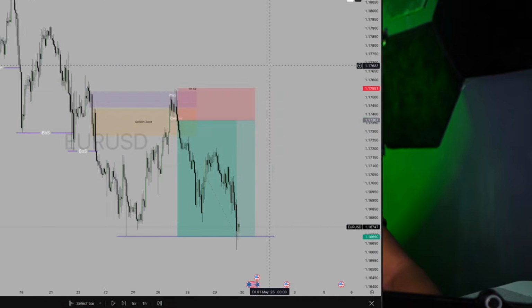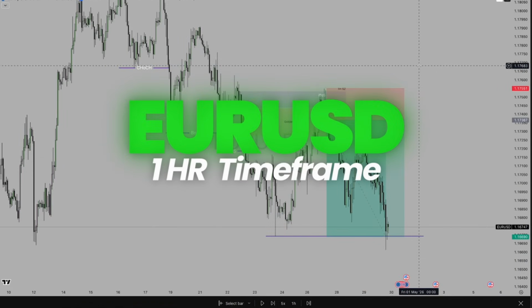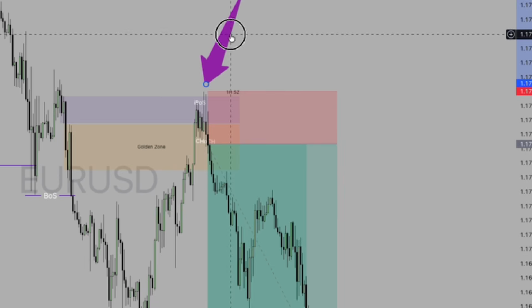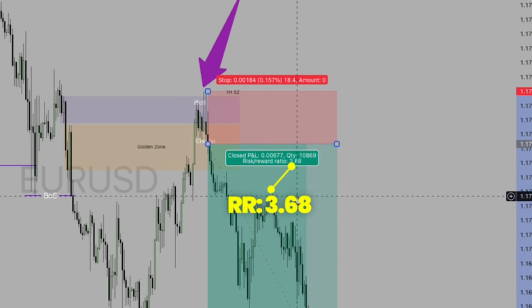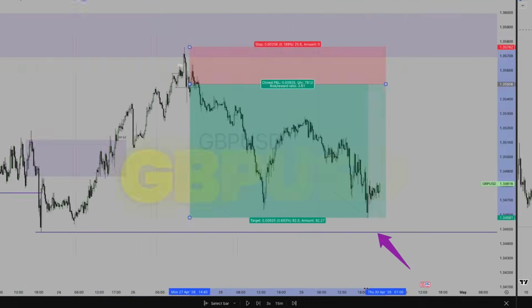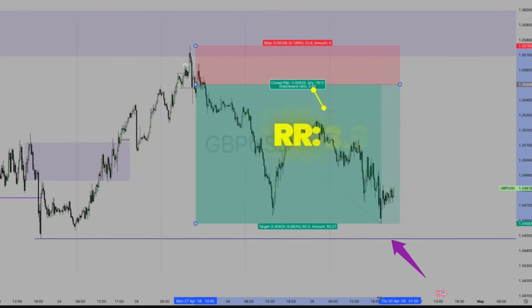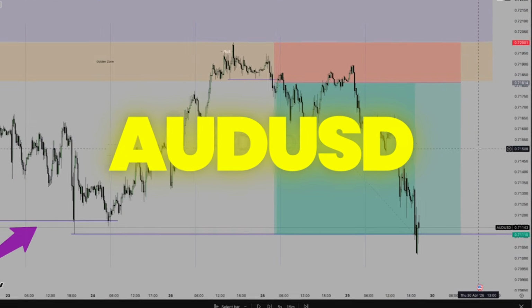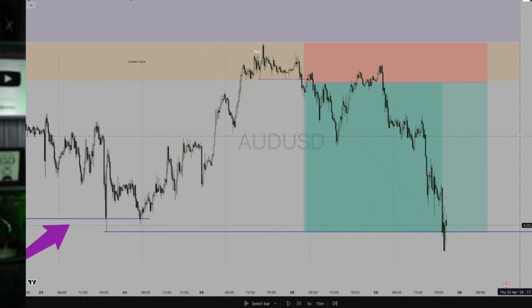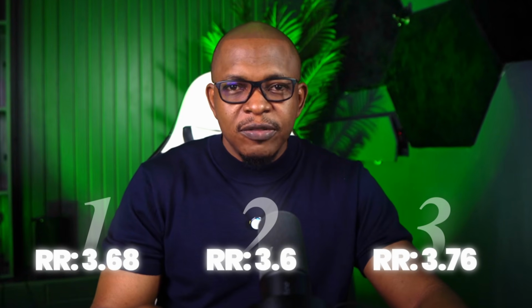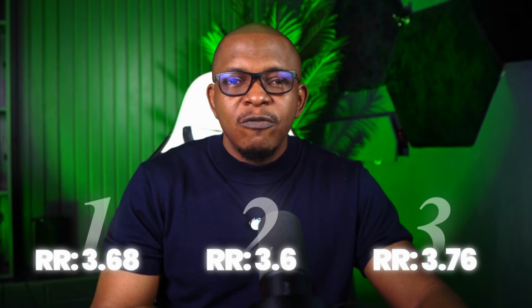Look at this chart. This is Euro USD on the 1 hour. I took a shot from this zone right here and it gave me a 3.68R. The next is pound dollar, already at 3.6. The third one is Auxie dollar at 3.76. These are 3 trades and they all close in profits, and I only use 2 time frames for every single one of them.